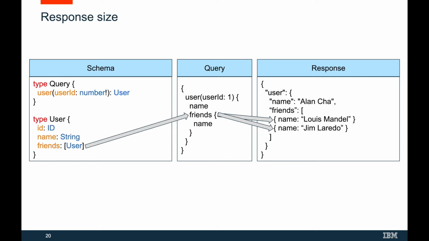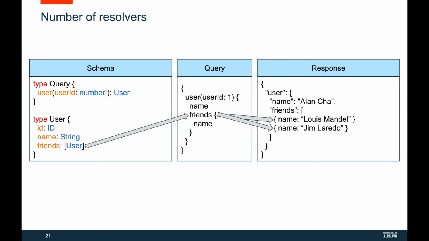Say we want to calculate the maximum response size. Assuming the friends field will return at most 3 users, we can calculate that the query as a whole will return at most 4 users, 1 from the initial user field, and another 3 from the friends field. In our response, we can verify that there are only 3 users, which is below the aforementioned upper bound.